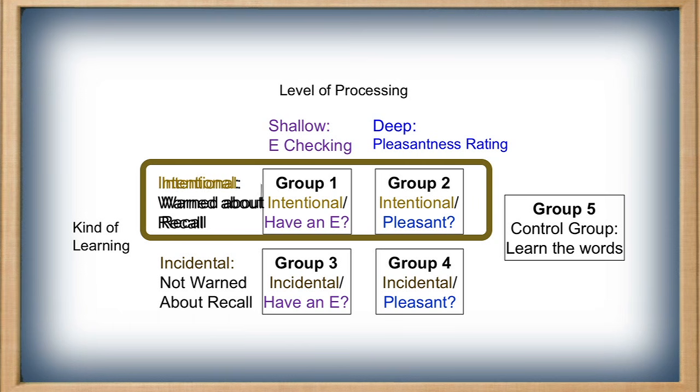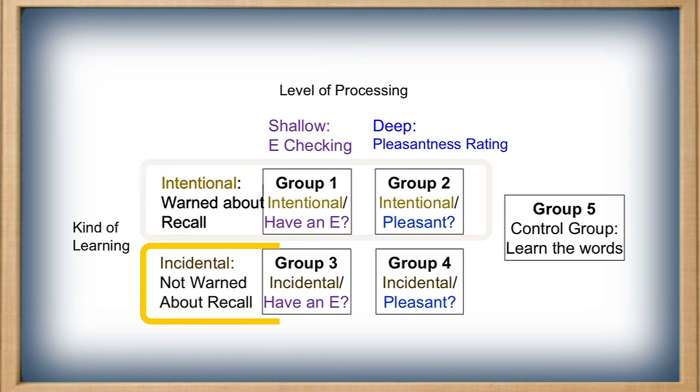If you were in one of the 2 groups in the intentional condition, you were forewarned that you would have to recall the words after they were all presented. If you were in one of the 2 groups in the incidental condition, you weren't forewarned about the recall test. It's like taking a surprise pop quiz. Any learning that occurred was incidental.